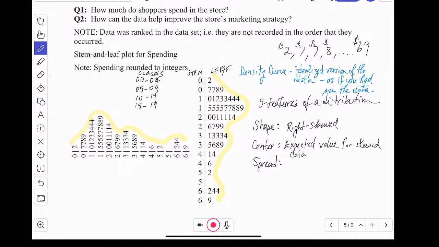What is the expected value for skewed data? Which value would you depend on, or which value would you predict would be the spending of the next shopper walking into the grocery store? What single number would you think would be the amount spent by the next shopper? What number would you compute to capture that?